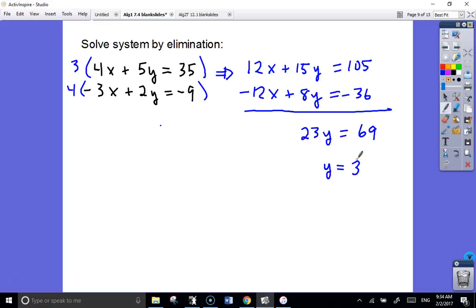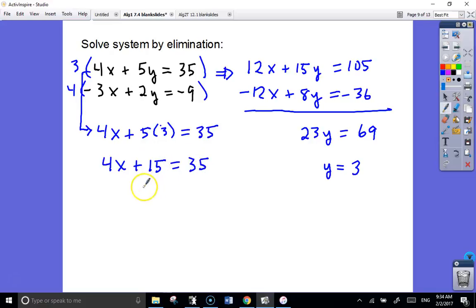Okay, now we just got to go back to one of the original equations probably to find the x. How about I'll take this one here because I like all the positives. 4x plus 5 times 3 equals 35. 4x plus 15 equals 35. Subtract 15. 4x equals 20. Divide by 4, x equals 5. So the point is 5, 3. Right.